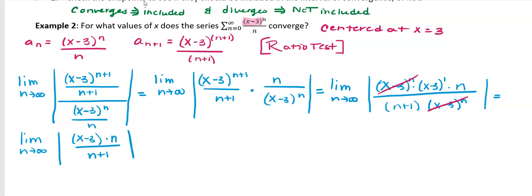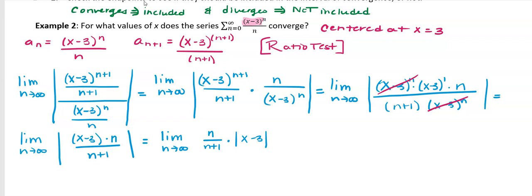Now, because of the n over n plus 1, just like before, that part doesn't need the absolute value because that portion of it doesn't need to worry about being negative, because our n values are always going to be positive. So I'm going to bring that part out in front. So we have n over n plus 1 times the absolute value of x minus 3.